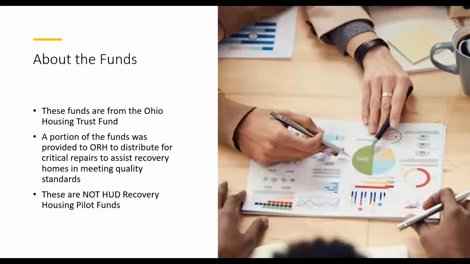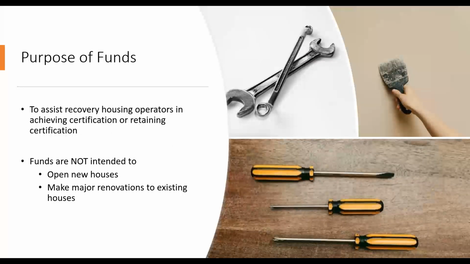These funds are coming from the Ohio Housing Trust Fund, and a portion of the Ohio Housing Trust Fund was provided to Ohio Recovery Housing to distribute to recovery housing operators for critical repairs to assist recovery homes in meeting quality standards. So these are not Housing and Urban Development funds, recovery housing pilot funds. These are from the Ohio Housing Trust Fund. The purpose of these funds is to assist recovery housing operators in achieving certification or retaining certification.